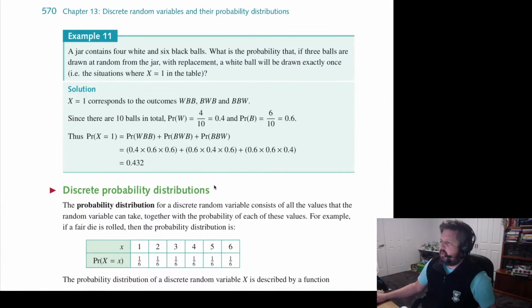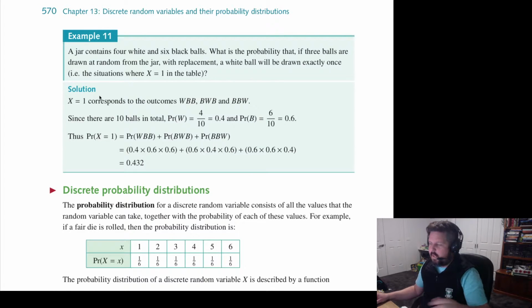So let's have a look at an example. It says here a jar contains 4 white and 6 black balls. What is the probability that if 3 balls are drawn at random from the jar, again with replacement, so it goes back in after each one, a white ball will be drawn exactly once. And so when we're talking about a white ball being drawn exactly once, we're talking where x is equal to 1 in that table above. So where x equals 1, so that it's only one white being drawn, those possible outcomes were in these scenarios here, where you could have white, black, black, the black, white, black, and also the black, black, white scenarios.